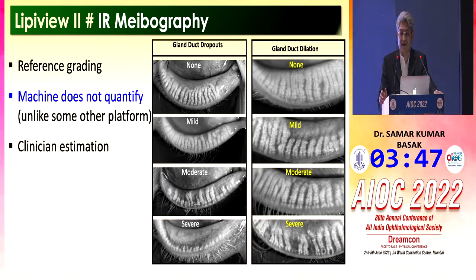The machine doesn't quantify actually. Other machines have this quantification, but the LipiView 2 system doesn't give any quantification of this; how much percentage of dropout or dilatation, it cannot give.